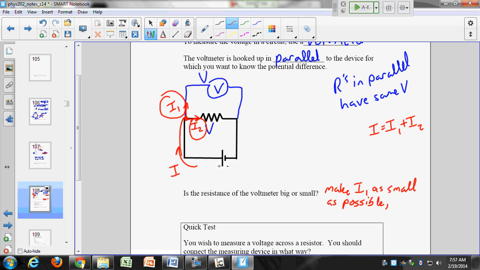So that I2 is unchanged. Anytime you're making measurements, and this is generally true for all measurements, you want to change the physical quantity as little as possible. And that can be very difficult, especially in circuits. All right, so the voltmeter should have a big or small resistance in order to achieve that? It should have a very large resistance, a very big resistance, so that way I get a very small current I1 going through there.